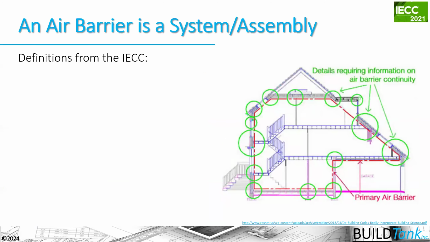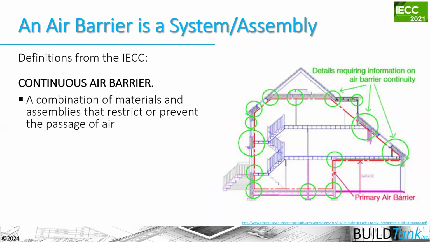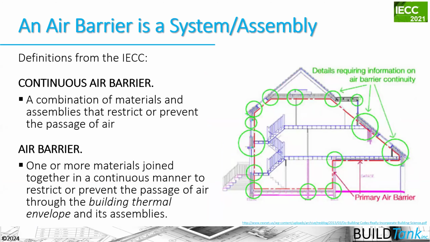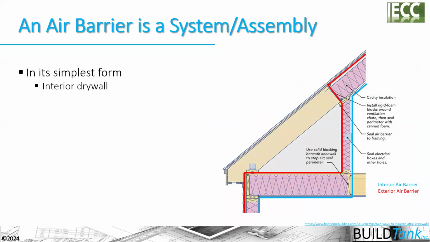So you'll see that the code goes further and it defines the continuity of the air barrier system, and it defines the air barrier itself as an assembly of things that are coming together to prevent the passage of air through the building thermal envelope. So we have all of these different assemblies. We have air barrier assemblies. We have thermal control layers, assemblies that are coming together to create that assembly there. And in its simplest form, again, we have the interior drywall and the continuity of the interior drywall. We have the exterior sheathing and the continuity of the exterior sheathing.